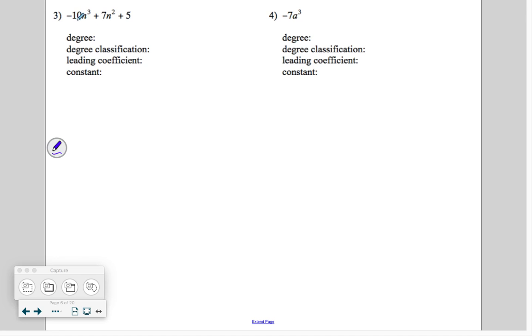Let's try number 3. That one's maybe a little more fun. The highest degree, the highest exponent you see here, and again, you can still use that x to the 0 trick if you want, but that's a 0. This, or an n to the 0, since they're using the variable n. This degree is 2, and this degree is 3. So our highest exponent, or our highest degree, is 3. And we classify the polynomial off of that highest degree. So this is a cubic polynomial. The leading coefficient is the multiplier on that highest degree variable. So the multiplier there is -10. And the constant is a +5.